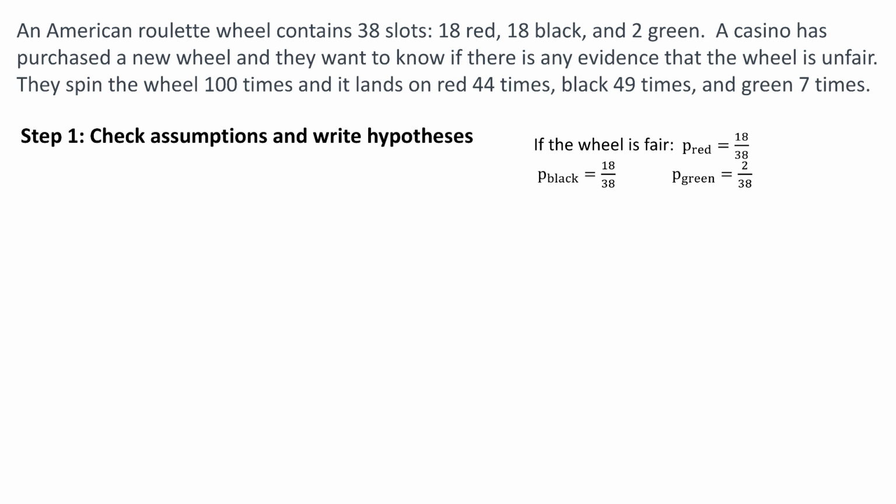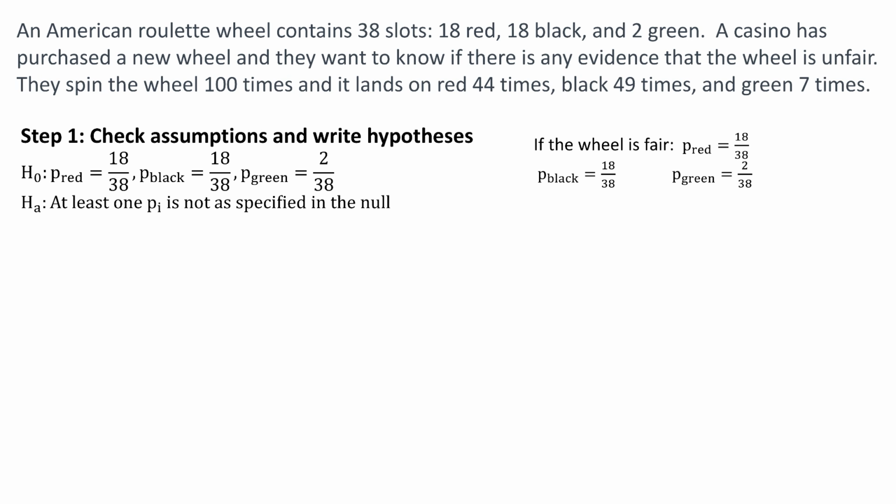If the wheel is fair, then we would expect to get a red result 18 out of 38 times, because the wheel has 38 slots and 18 are red. We would expect black 18 out of 38, and green 2 out of 38. Our null hypothesis then is that P of red is 18/38, P of black is 18/38, and P of green is 2/38. The alternative hypothesis is that at least one proportion is not as specified in the null.